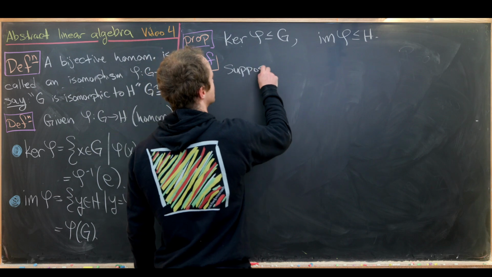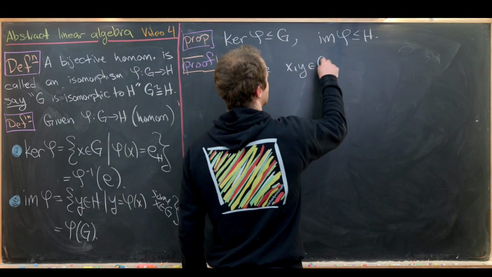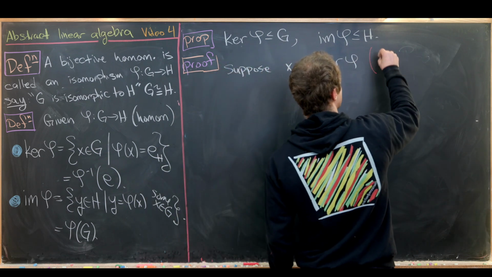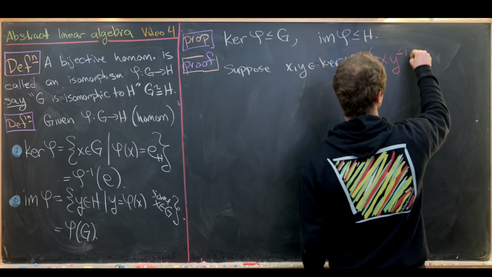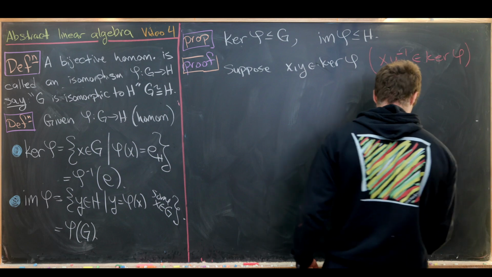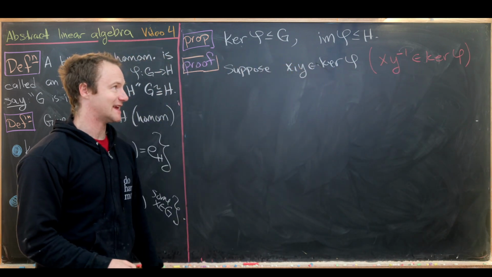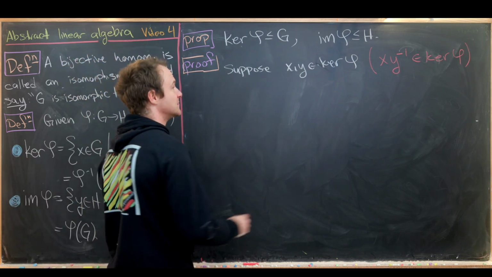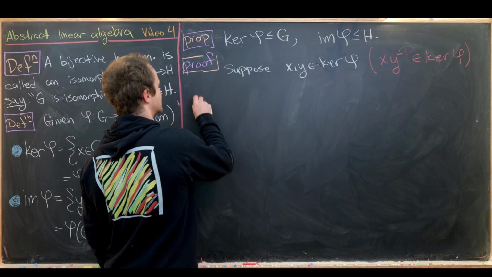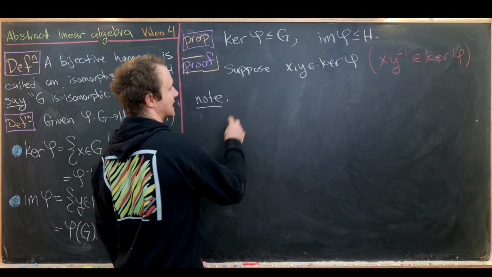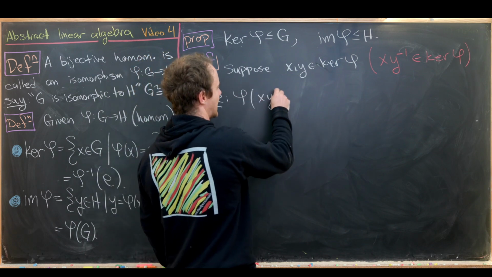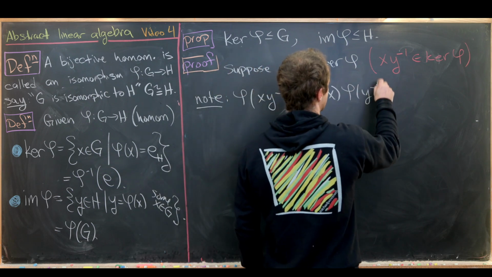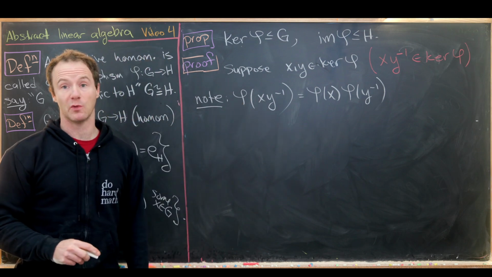So let's suppose x and y are in the kernel of phi. And I want to point out that by the subgroup test, what we want to do is show that x y inverse is in the kernel of phi. But let's recall what it takes to be in the kernel of phi. It means when you are evaluated by phi, you go to the identity. So this is just going to involve a pretty quick calculation. Notice the following: phi evaluated at x y inverse is the same thing as phi evaluated at x times phi evaluated at y inverse. That's because phi is a homomorphism.